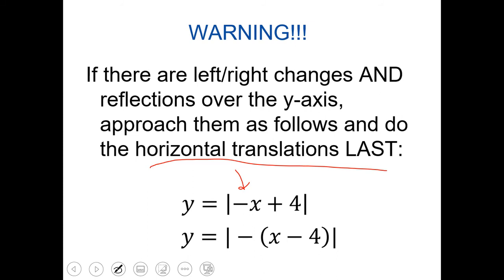You can't just take it away from the x, though. You have to take it away from the 4 as well. So first order of business, if you do not have a positive x, is to factor out whatever is in the way, which in this case is a negative.